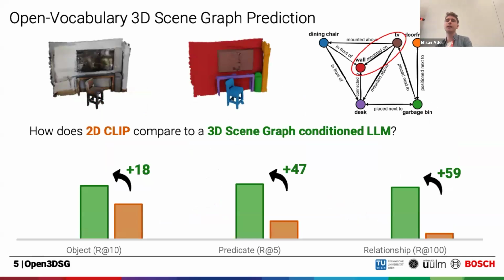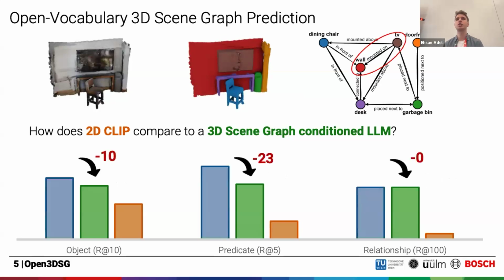Quantitatively, we can see that our scene graph conditioned LLM model definitely outperforms the 2D CLIP version by quite a large margin for objects, predicates, and relationships. But we also see quite a large gap still to the supervised learning methods that were specifically trained for certain classes in the benchmark. But this is the same for all 3D open vocabulary scene understanding models. And we just aim to close this gap in the future.